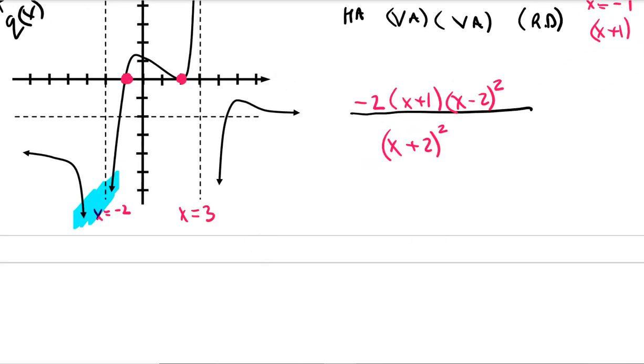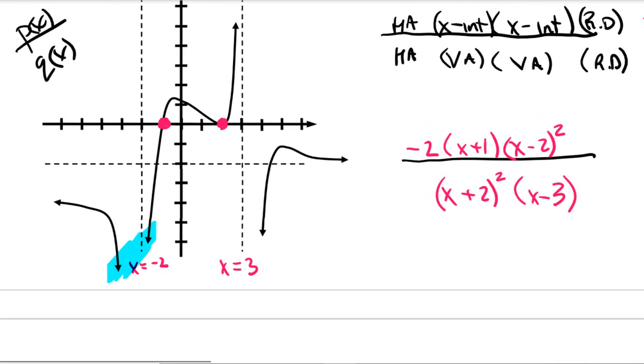Now, when I look at my other vertical asymptote, that is over here at x equals 3, which means the factor is going to be x plus 3. Oops, sorry, my bad. See, that's a common mistake right there. Be careful with that. That's going to be x minus 3. So the vertical asymptote for x equals 3 goes in the denominator.